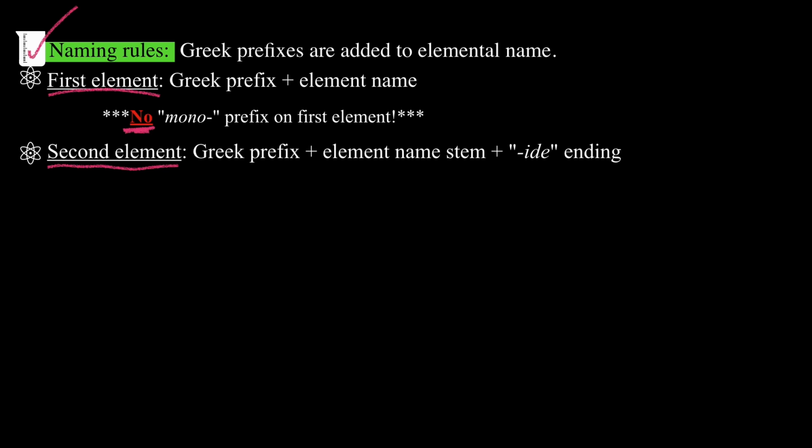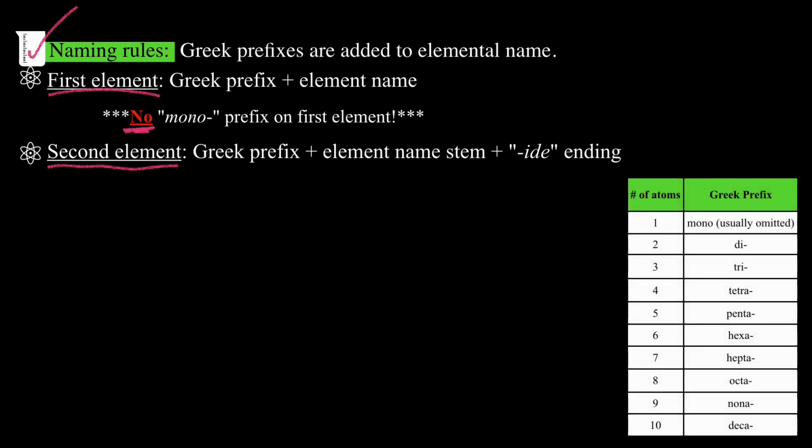All right, so let's go ahead and look through our Greek prefixes. I have them on the side there for you. The number of atoms is given in the first column, and the Greek prefix in the second. Number 1, mono. Again, we omit that for the first element. 2, di. 3, tri. 4, tetra. 5, penta. 6, hexa. 7, hepta. 8, octa. 9, nona. 10, deca. All right, so that's all the ones you'll need for this.